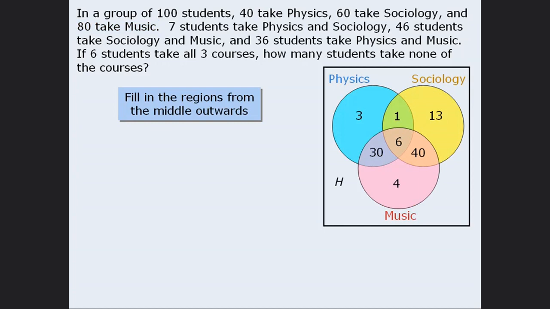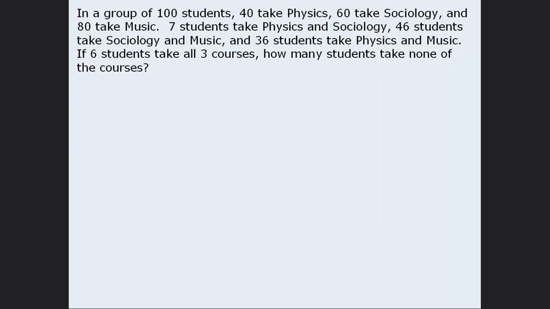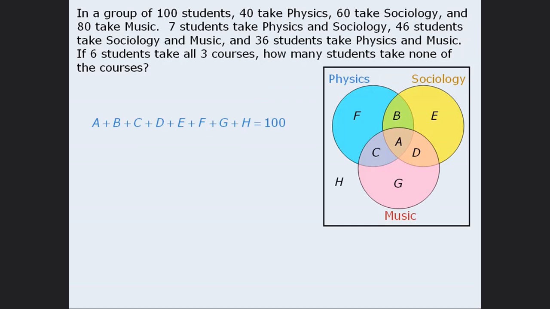At this point, we have determined the number of students in every region except region H, our target region. Now, earlier in this lesson, we found that all 8 regions must add to 100 since there are 100 students altogether.